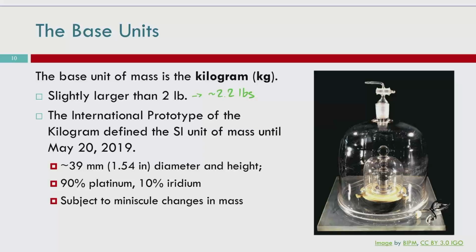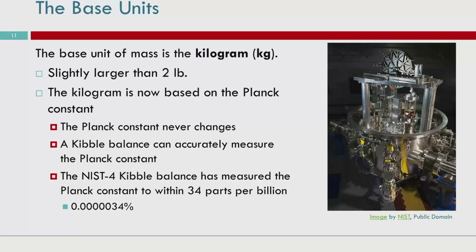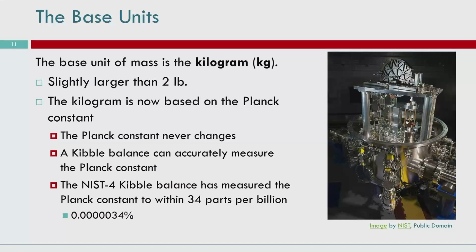Everything, all the masses were allegedly based on that little hunk of metal until 2019, and now it's based on the Planck constant, which is a constant, you could look it up, and a Kibble balance, that's this absolute unit of a machine that we're looking at there. A Kibble balance can accurately measure the Planck constant. So the NIST-4 Kibble balance that we're looking at here measured the Planck constant to within 34 parts per billion. So that's this in percentage. So it's a super cool, super accurate measurement of the kilogram.